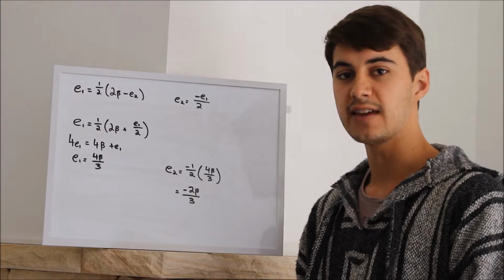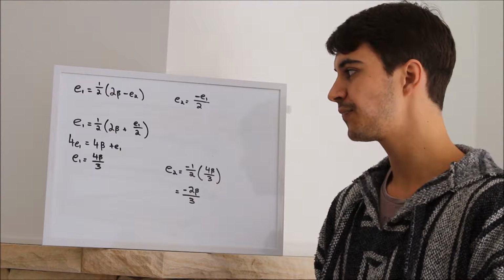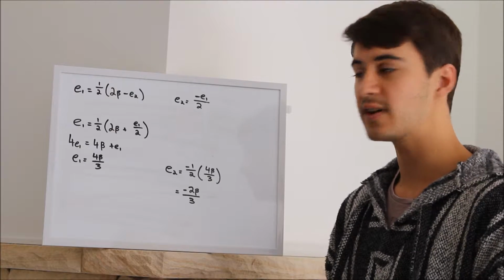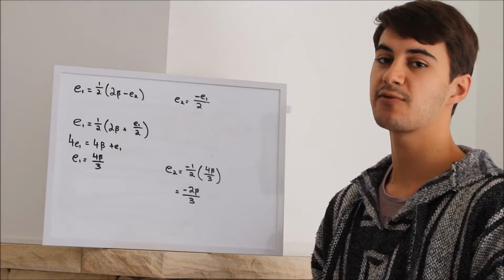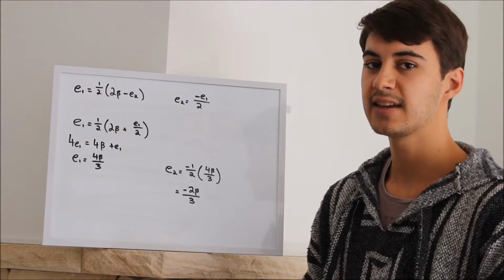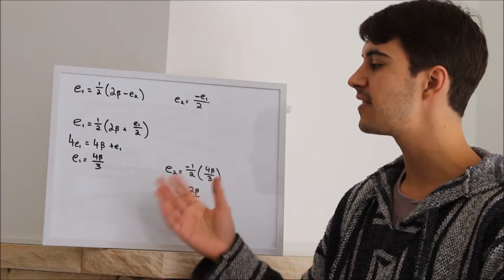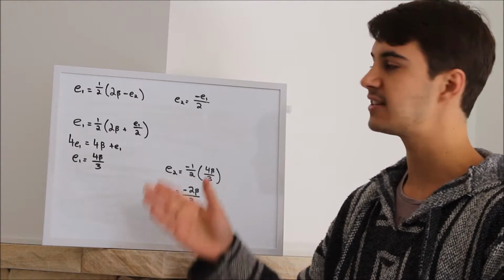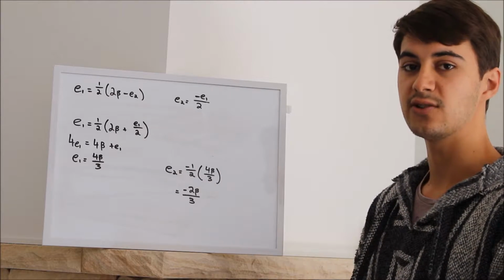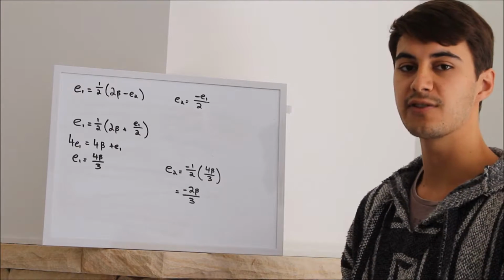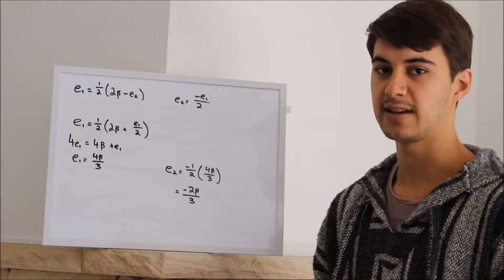This gives us a value of E1 equals a half of 2 beta plus E1 over 2. Times both sides by 4 gives us 4E1 equals 4 beta plus E1. And then subtracting E1 from both sides and dividing by 3 gives us a value of E1 equals 4 beta over 3. So now that we have E1 in terms of beta, we simply have to sub this into the value of E2. This gives us E2 equals negative a half times 4 beta over 3, which gives us E2 equals negative 2 beta over 3.